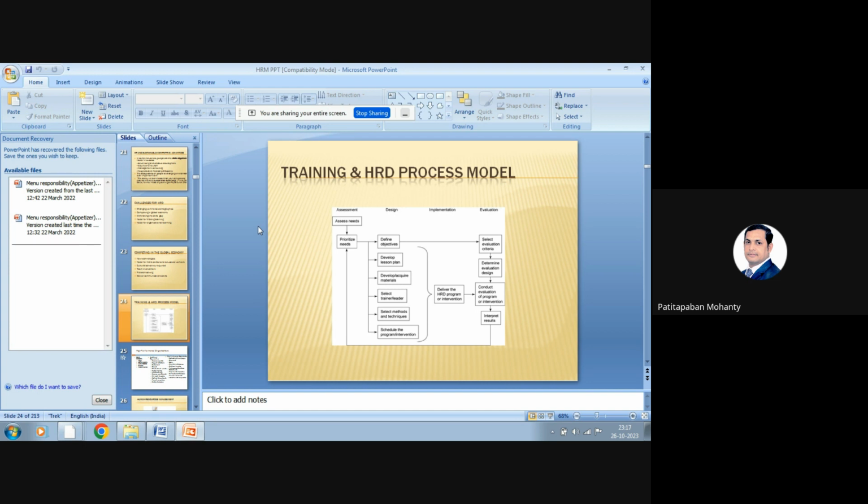In the last, I will find the results, or I will interpret the results. So that is the entire model of your HRD process. In this way, training is investigated or training is assessed. Did you get my point? Any doubt?